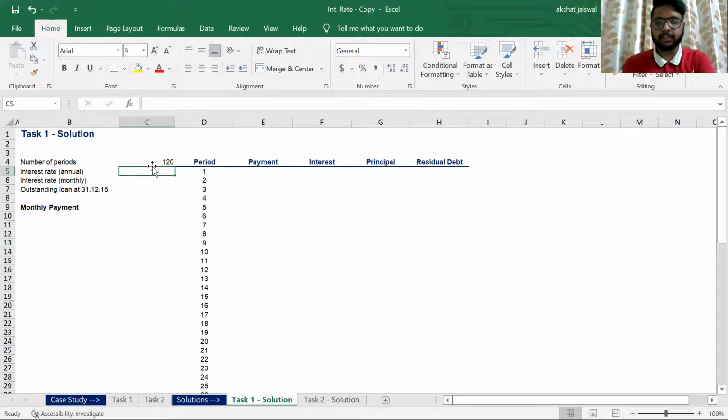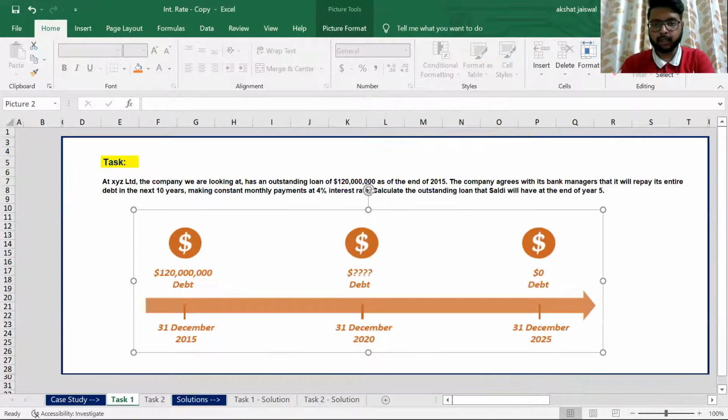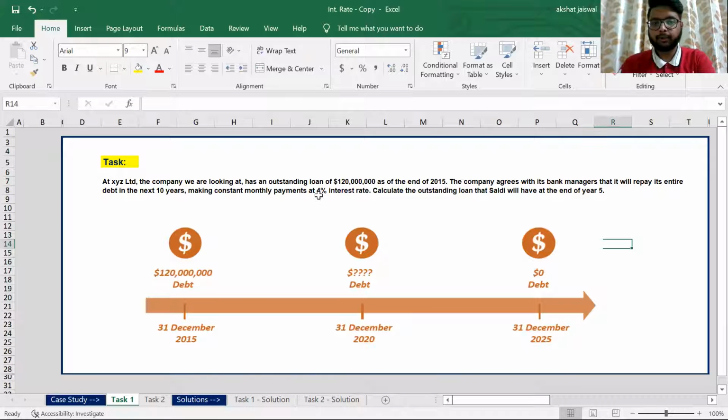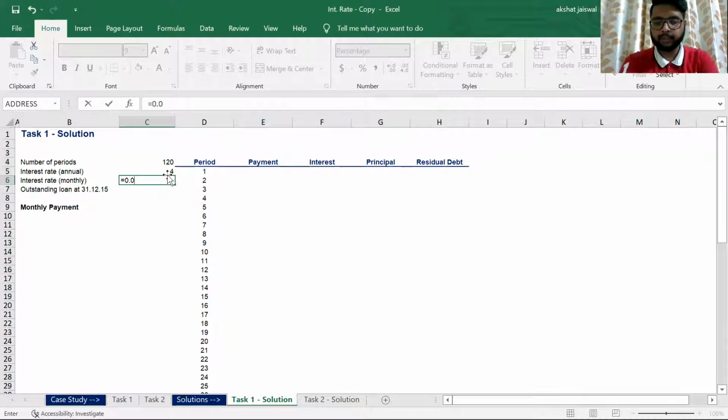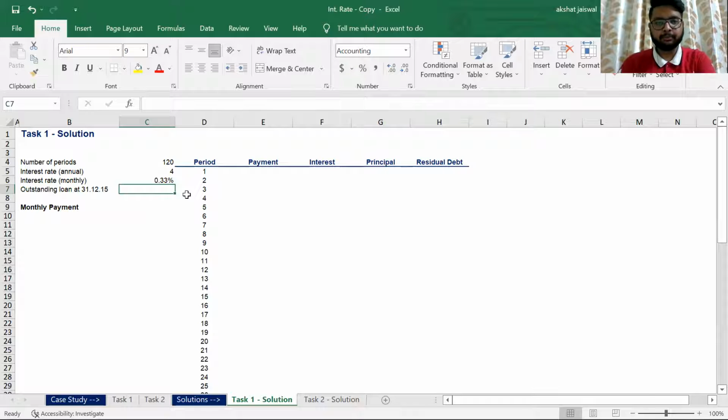And now the interest rate, the annual interest rate. If you come back to task one, it was said as 4%. Making constant monthly payment at 4% interest rate. So the annual rate will be 4%, but now we have to find it at monthly rate. It will be equal to 0.04. Now it is annual. Annual means 12, so monthly we have to divide it by 12, which will give us 0.33 percent.